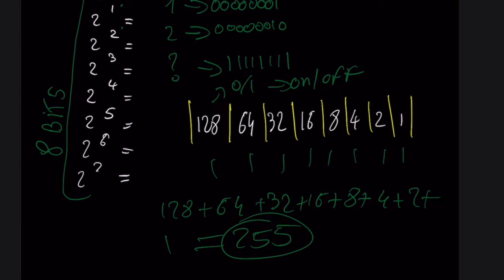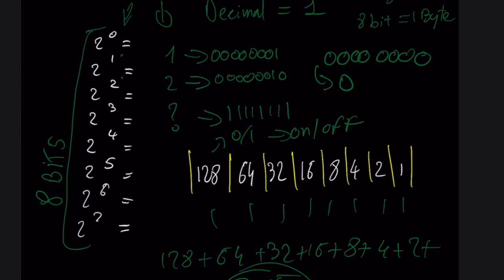Now what happens if we have the other situation? We have all of them zero. We can immediately say that would be decimal zero. So 0 and 255 are the range that IP version 4 actually uses, right? And we know this because of the 8 bits.